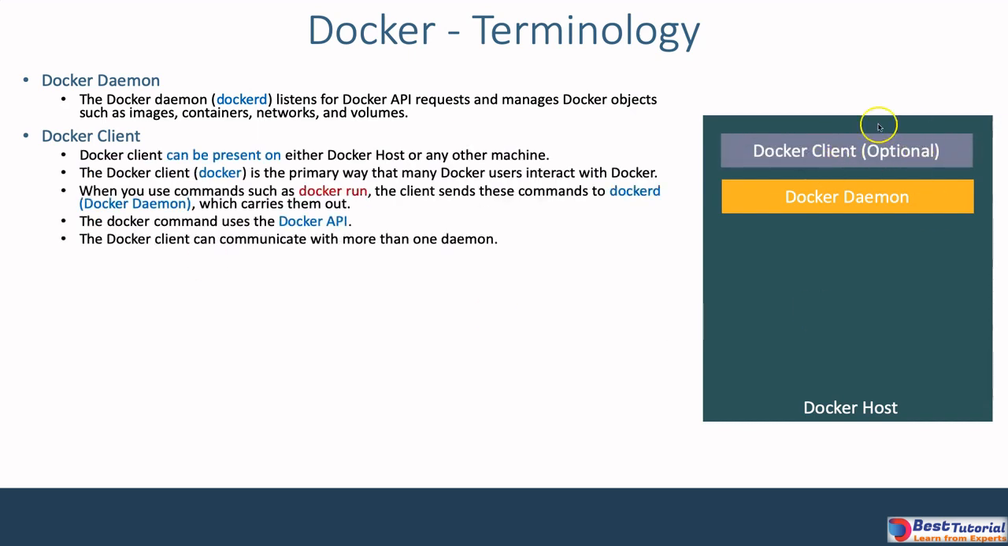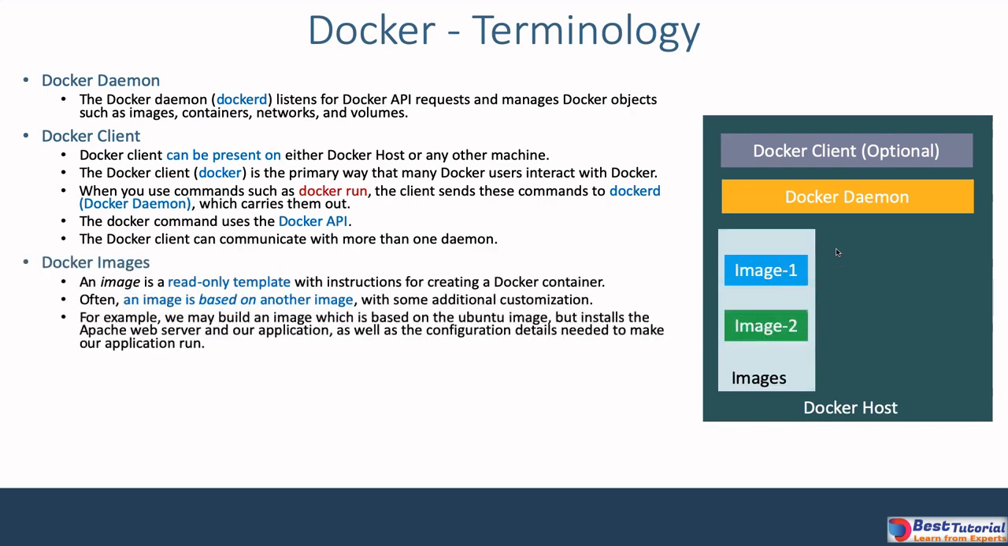The Docker client is an optional thing in the Docker host. We can install it either on the Docker host or on our own desktop, and using the Docker client we will be able to communicate with the Docker daemon. So the Docker client can be present on either the Docker host or any other machine. It is the primary way that many Docker users interact with Docker. When you use commands such as docker run, the client sends these commands to dockerd, which is the Docker daemon, which carries them out. The Docker command uses the Docker API. The Docker client can communicate with more than one daemon.